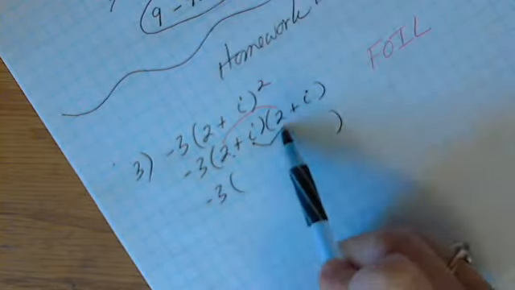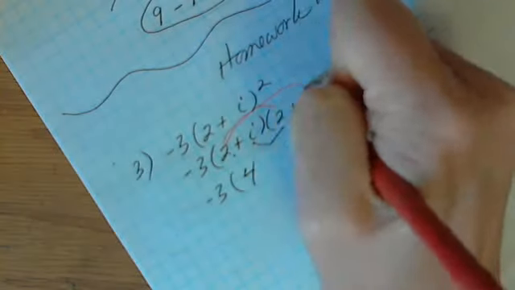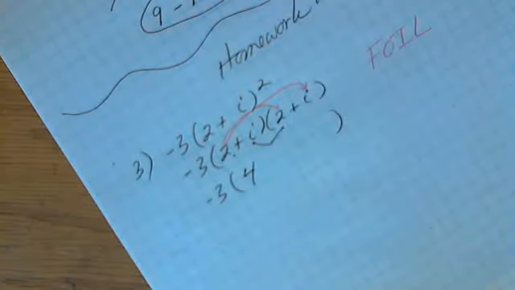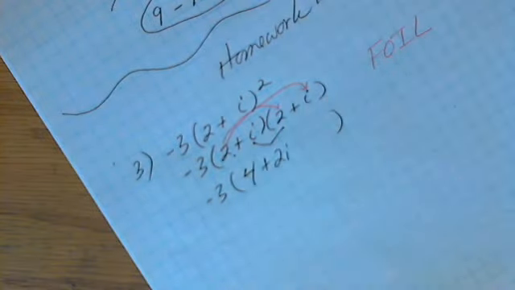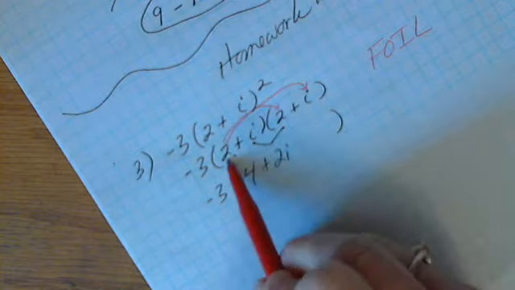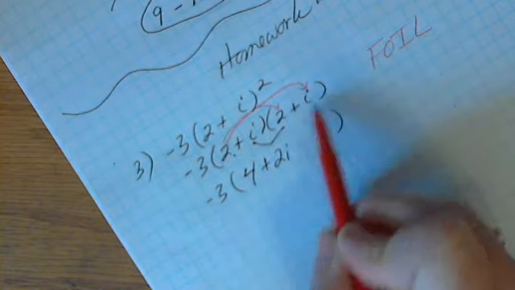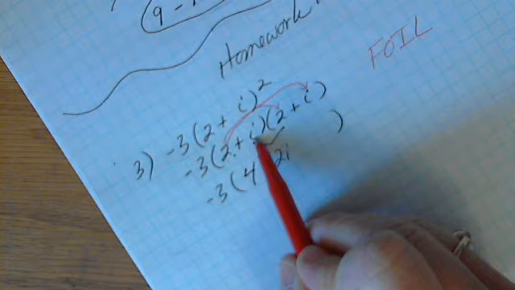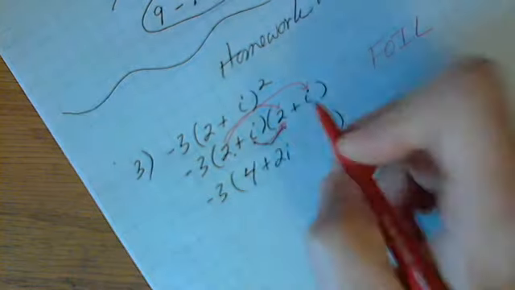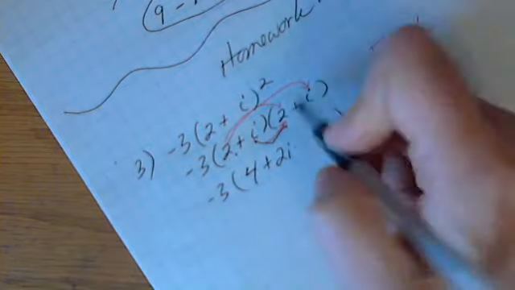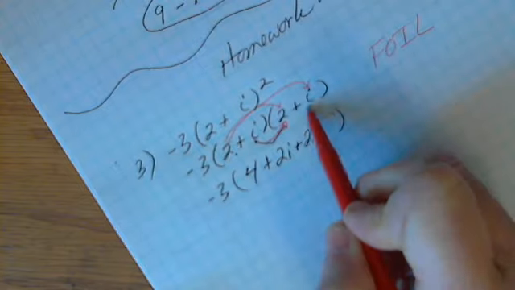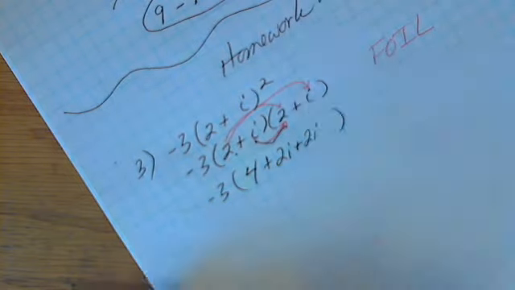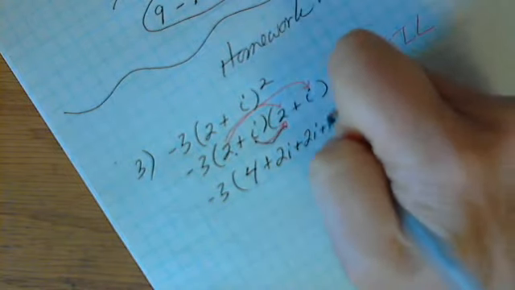2 times 2 makes 4. Now the 2 wants to get multiplied by this i. And 2 times a positive i will be plus 2i. And so now the 2 is done being multiplied by these two terms. Now let's go to the i. We're going to do the i times 2. That's another 2i, and it's positive. And then finally, i times i. i times itself, we're going to write as i squared.